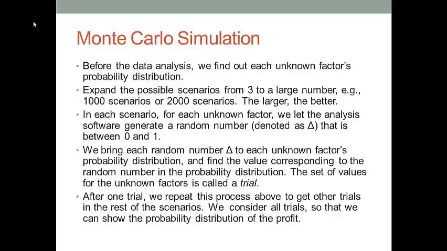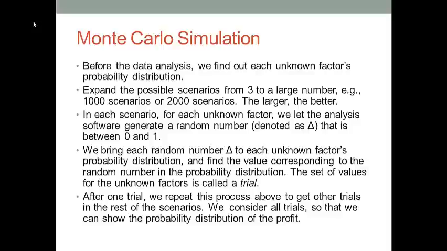Now let's talk about the third step. In each scenario, for each unknown factor, we want to let the analysis software generate a random number that is between 0 and 1. We use the Greek letter delta to denote each random number. And then we can move to the next step, the fourth step. We want to bring each random number delta to each unknown factor's probability distribution and find out what the value is likely to be corresponding to the random number in each unknown factor's probability distribution. The set of chosen values for all unknown factors is called a trial.